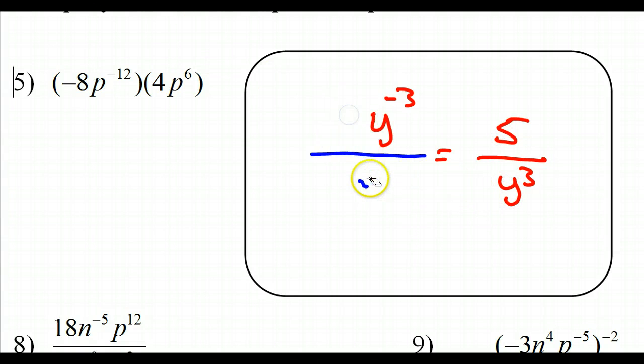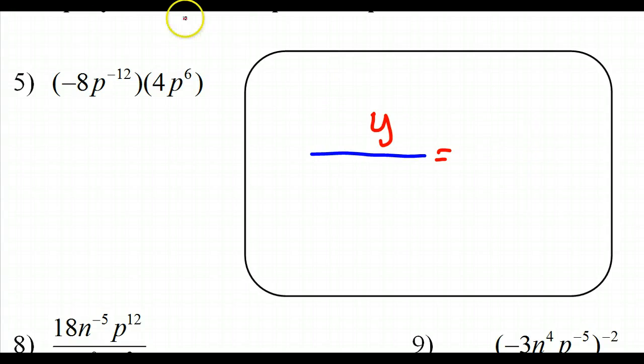Say you had something else down here in the bottom. In fact, let me change this whole problem. Say if I had y to the 4th power down there, and I have x to the negative 3 power down there.